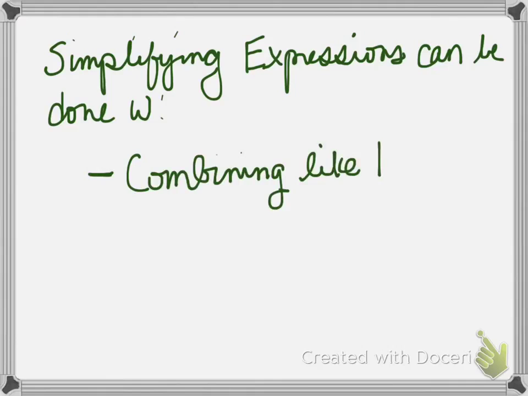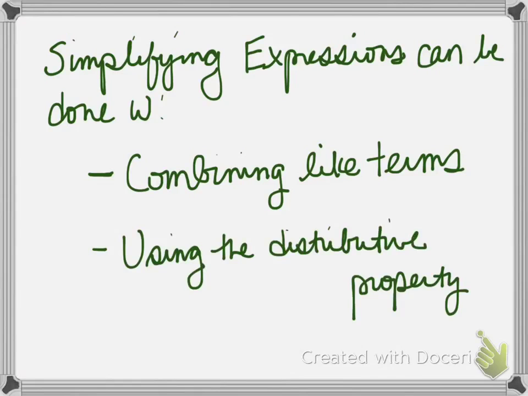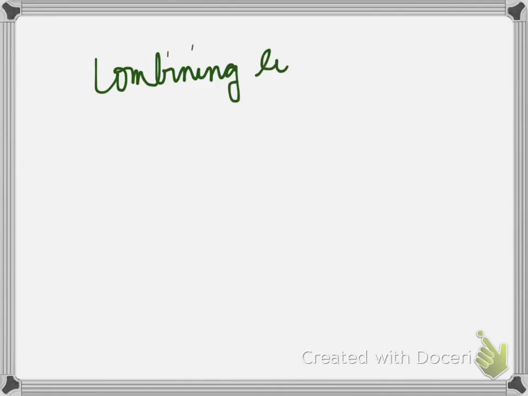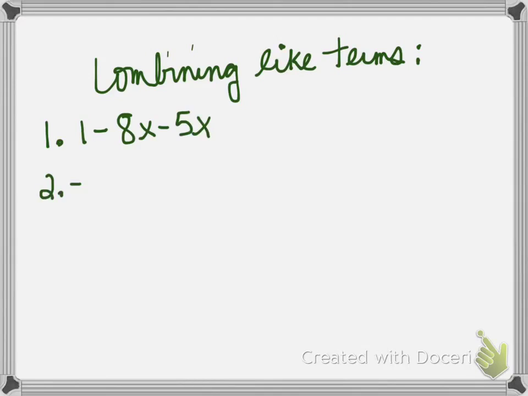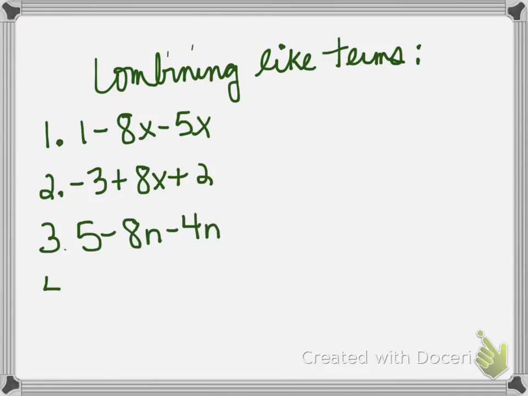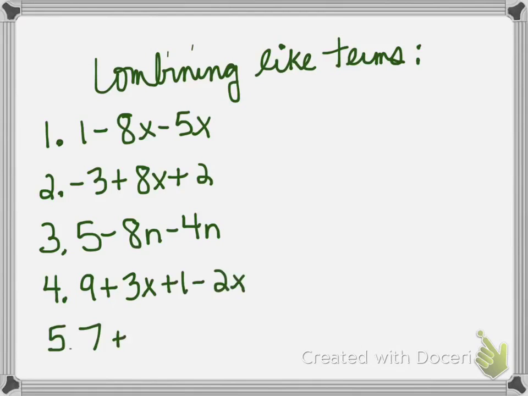Well, let's look at simplifying expressions. That can be done with combining like terms or using the distributive property. Combining like terms looks like this. Look at these questions that are being written. Okay. Number 1 is 1 minus 8x minus 5x. 2 is negative 3 plus 8x plus 2. 3 is 5 minus 8n minus 4n. The next question is 9 plus 3x plus 1 minus 2x. The last one is 7 plus 6x plus 9x plus 9.